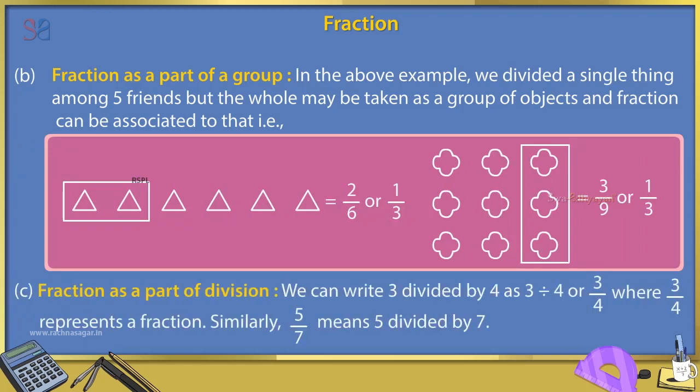C. Fraction as a part of division. We can write 3 divided by 4 as 3 by 4, where 3 by 4 represents a fraction. Similarly, 5 by 7 means 5 divided by 7.